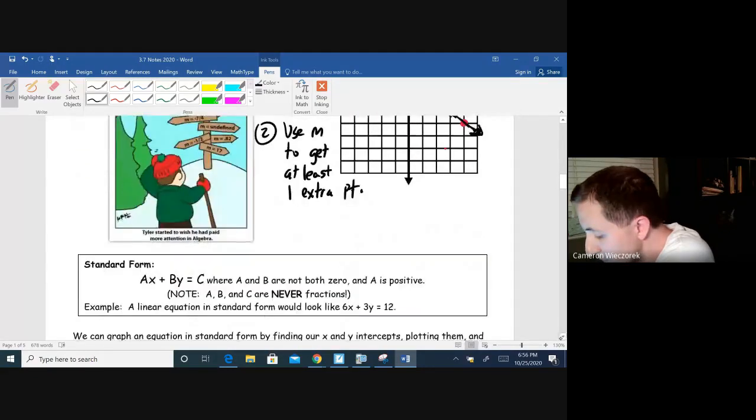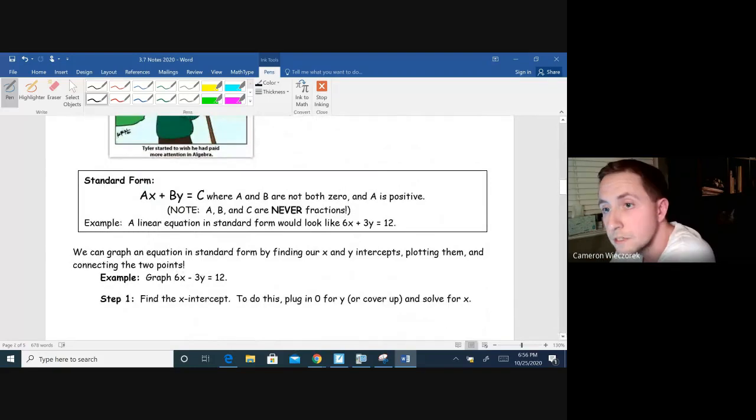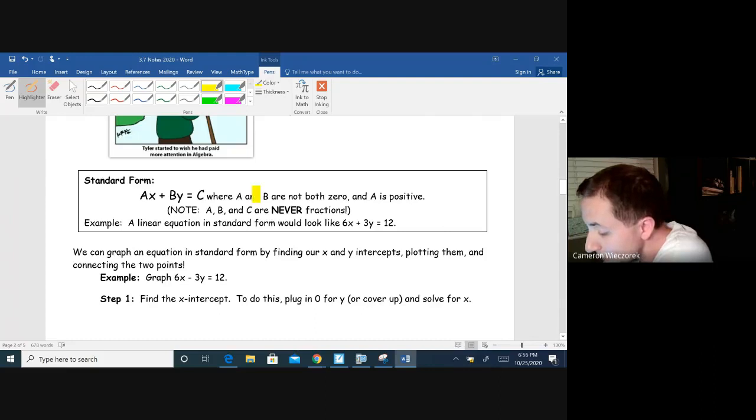Another popular form for linear equations is standard form. This is the form when the x's and y's are on one side, so y is not by itself. It's ax plus by equals c. A couple conditions just to be picky about standard form. We like a and b to not be 0, and we want a to be a positive number. The other thing that we need to be true is a, b, and c are not going to be fractions. They need to be whole numbers or integers.